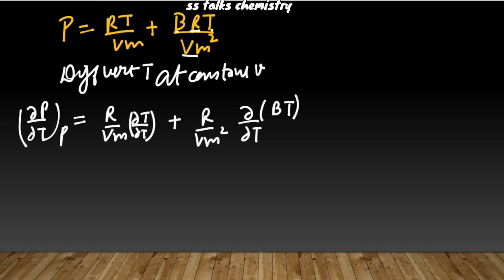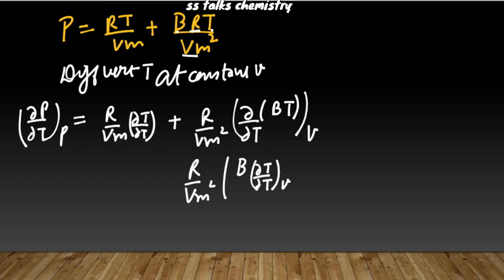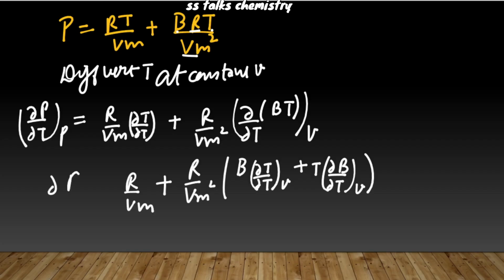So this will be R upon Vm square into: first function as it is times the differentiation of the second, which is ∂T/∂T, at constant volume, plus second function as it is, which is temperature, into (∂B/∂T) at constant volume. Plus R upon Vm from the first term. So this is my value of (∂P/∂T) at constant volume.